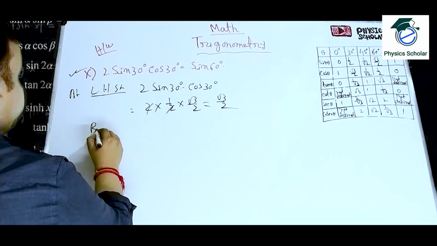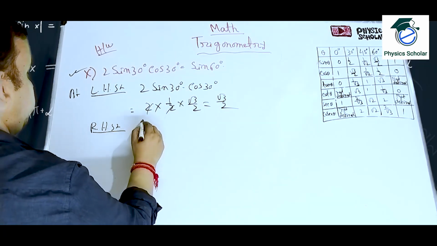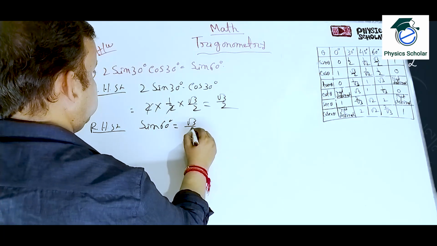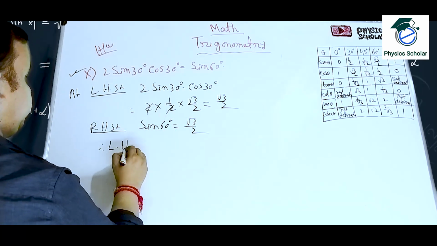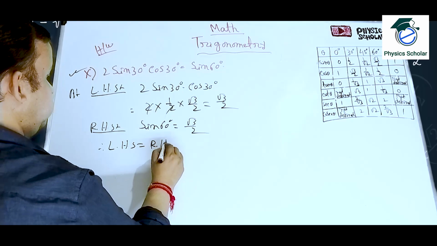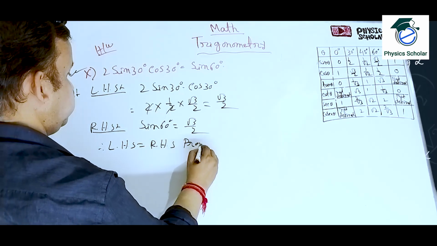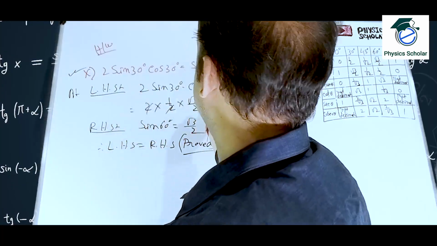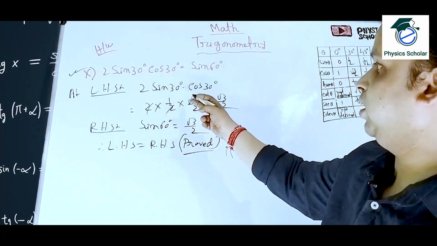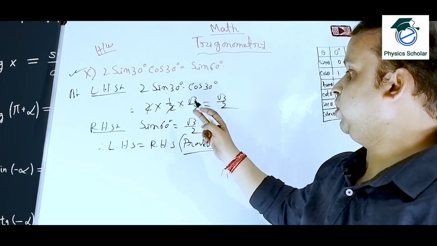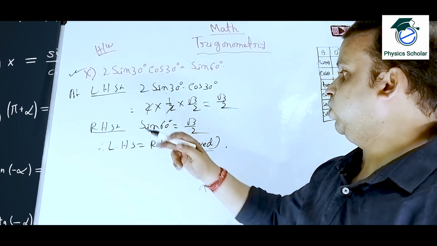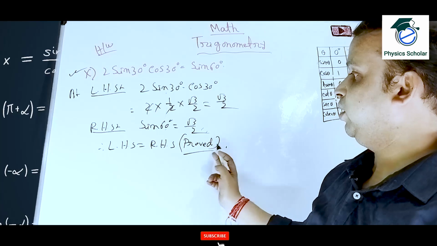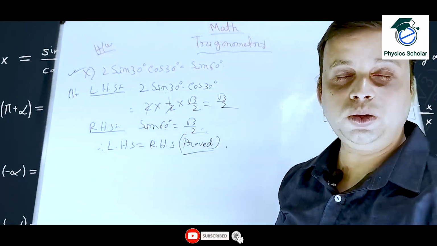So right hand side, what? Sin 60 degree. What is the value of sin 60? Root 3 by 2. So that means what can we write? Left hand side is equal to right hand side. So this is proved. Clear? So very easy. Here you have to put the values of sin 30, cos 30, and then on the right hand side sin 60. So the values are the same. So that means we can write left hand side is equal to right hand side.